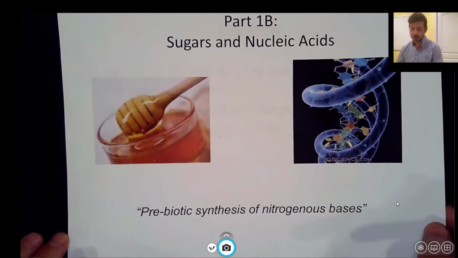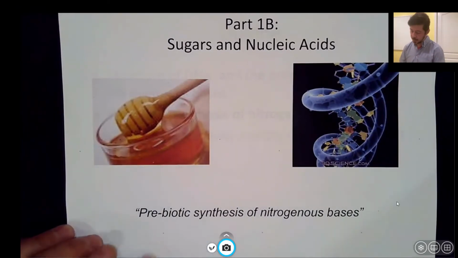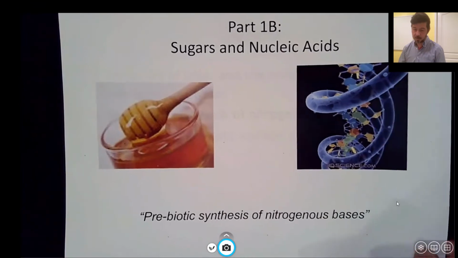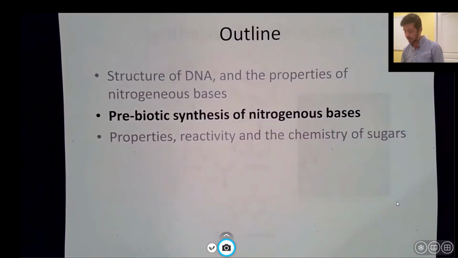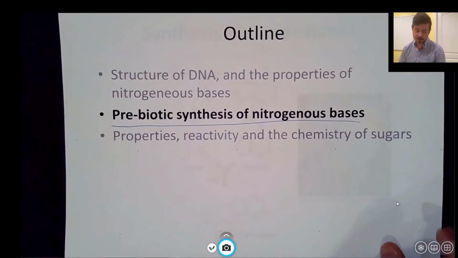Today we're going to talk about part 1b of sugars and nucleic acids. This is going to be about the prebiotic synthesis of nitrogenous bases. So this is the second portion from our outline. So yep, as I said, prebiotic synthesis of nitrogenous bases.